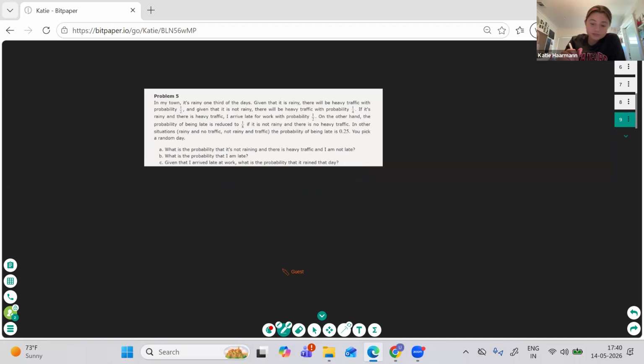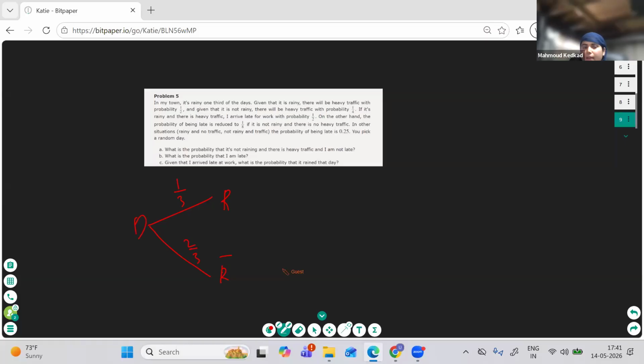So rainy and then not rainy, R bar. It's raining 1/3 of the days, so 1/3. Not raining, 2/3. Just a normal day. And then you keep on bisecting the whole thing. Given it's rainy, now you're supposed to bifurcate this. There will be traffic with probability half. So let's say this is T, and that's half. Given it's rainy and there's no traffic, that's T bar, half again.